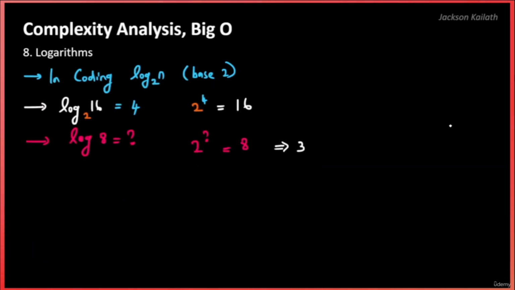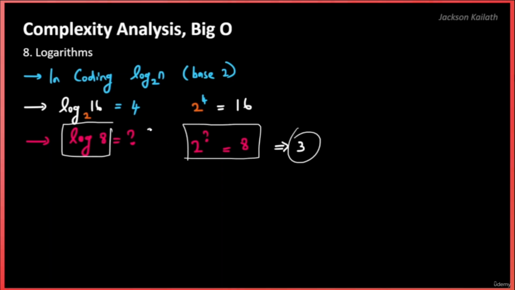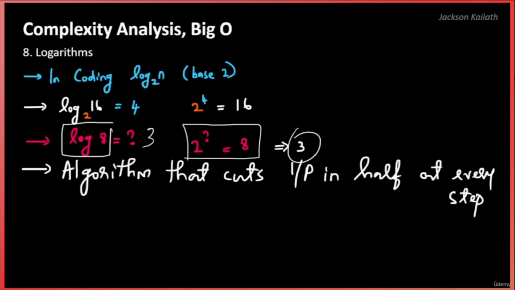All right. So we have understood what log n is, and we have understood how to calculate log n. For example, log 8 is nothing but 2 to what power is equal to 8, and that is equal to 3. Therefore, log 8 is equal to 3. Now, let's also get some intuition regarding algorithms where the time complexity is log n. If you have an algorithm that cuts the input in half at every step, then you can say that the relationship is log n. Now, why is that so? Let's try to understand that.